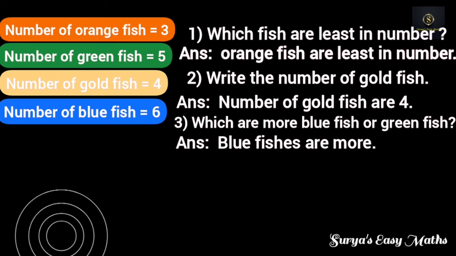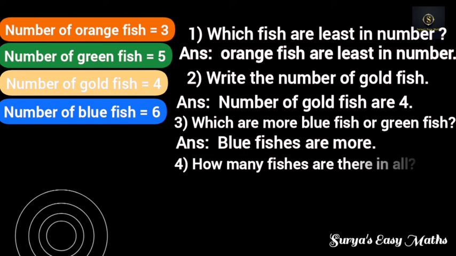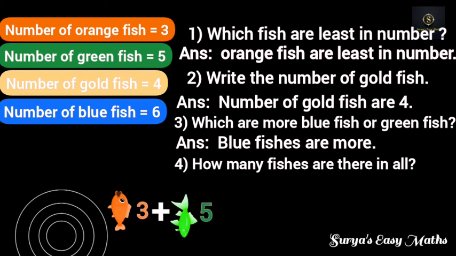Now let's see the last question. How many fishes are there in all? In all means children, we have to add all number of fishes. So now let's count all fishes together, that is orange fishes are 3 and green fishes are 5. So 3 plus 5 is equals to 8. Now in this 8 we will add 4 gold fishes.